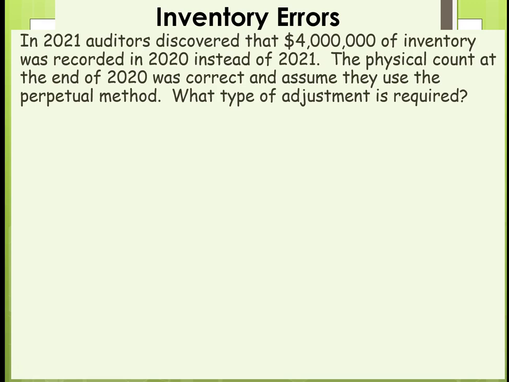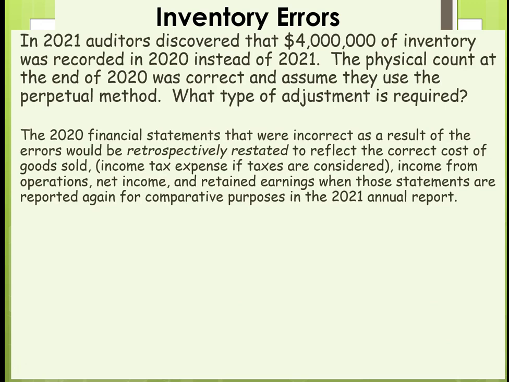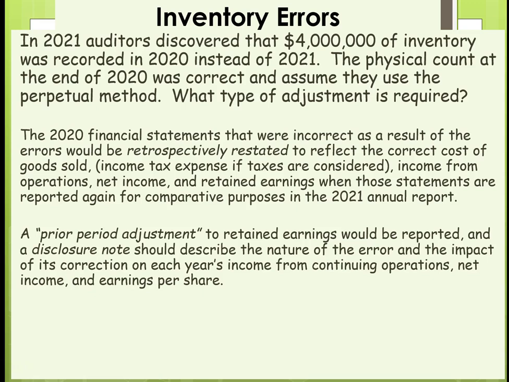What would be the adjustment? The 2020 financial statements that were incorrect as a result of the error would be retrospectively restated to reflect the correct cost of goods sold, income tax expense if taxes are considered, income from operations, net income, and retained earnings when those statements are reported again for comparison purposes in the 2021 annual report. A prior period adjustment to retained earnings would be reported. A disclosure note should describe the nature of the error and the impact of its correction on each year's income from continuing operations, net income, and earnings per share.